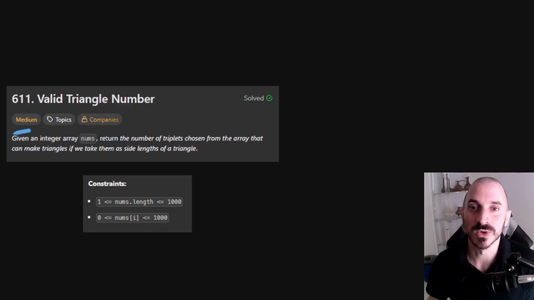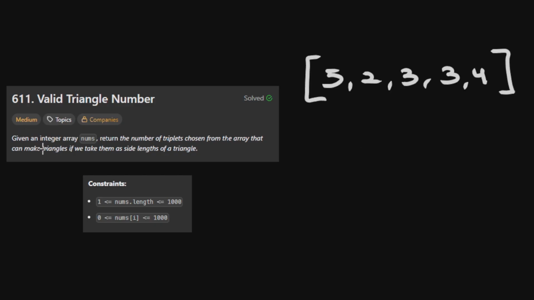This is a medium one that might seem tricky, so next I will show you how to solve this step by step. We are given an integer array such as this one, where each element represents the side of a triangle. And our job is to return the number of triplets, meaning the number of triangles that we can form with these sides. Every triangle has three different sides. We can call this A, B, and C.